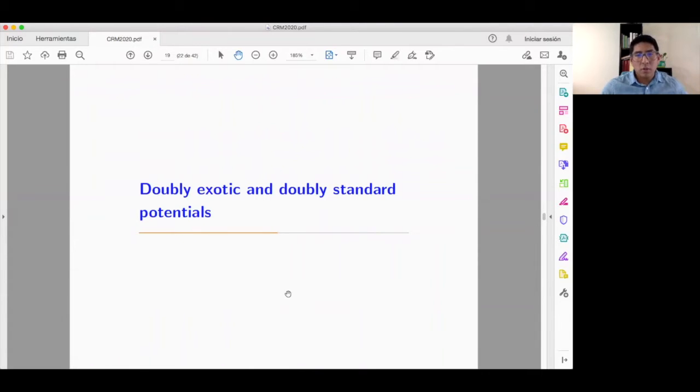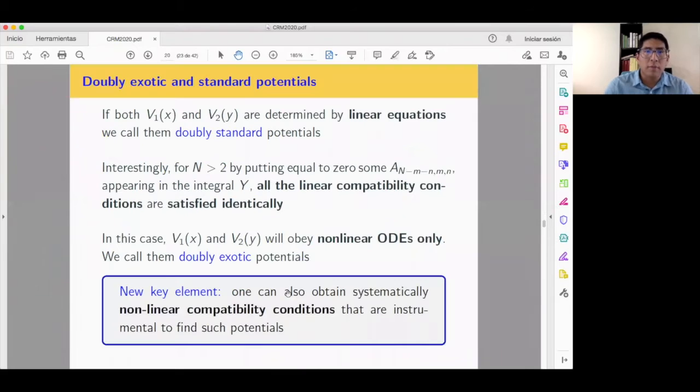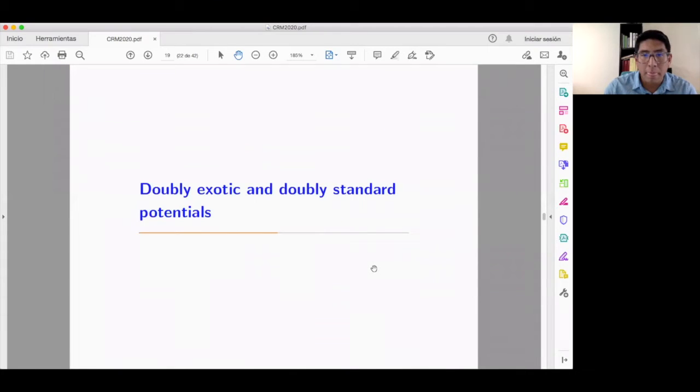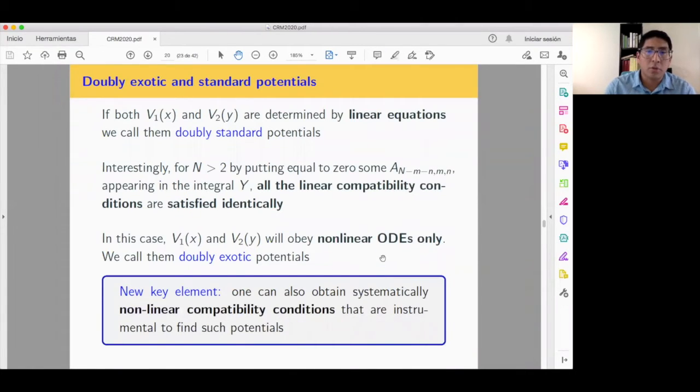Using this equation, we can introduce a classification of potentials. They are called doubly exotic and doubly standard. Let me give you the precise definition. If V1 and V2 are fixed by the linear equation I just presented, we call them doubly standard potentials. So we solve these two equations and we have what we call doubly standard potentials.